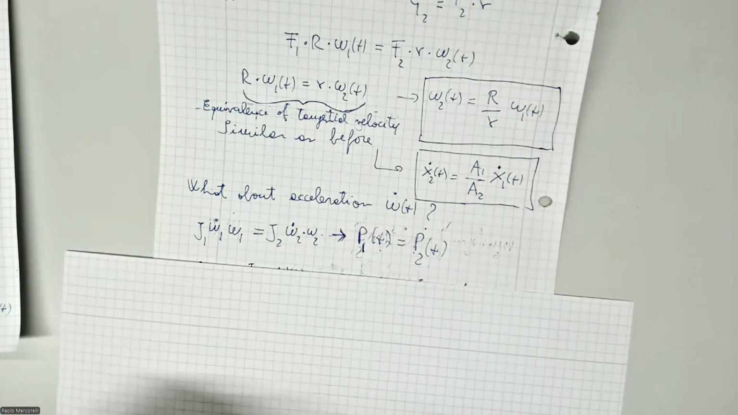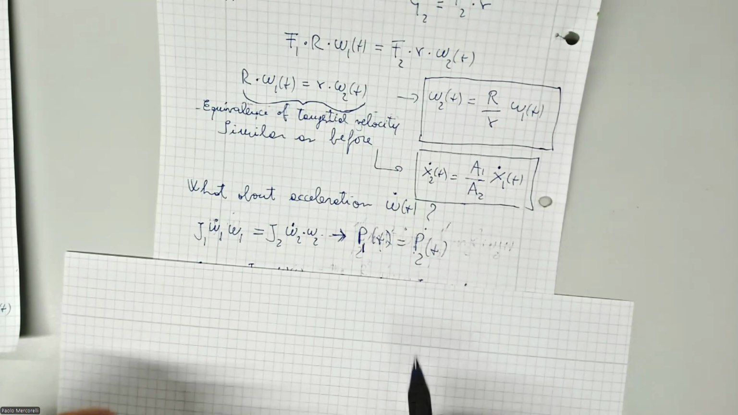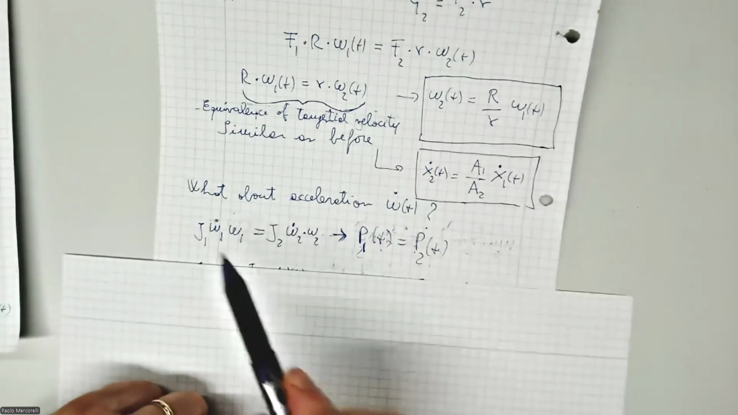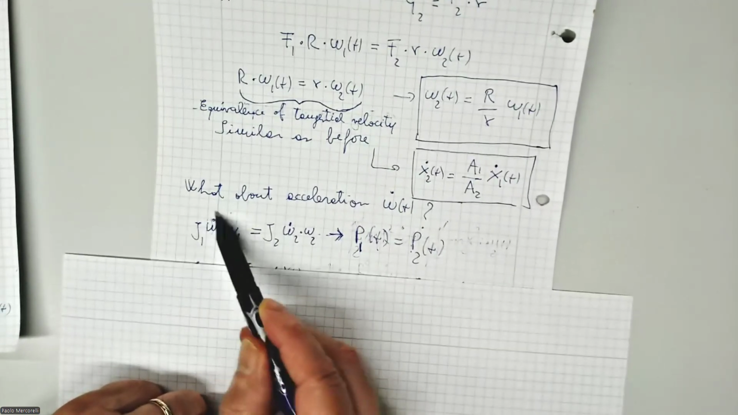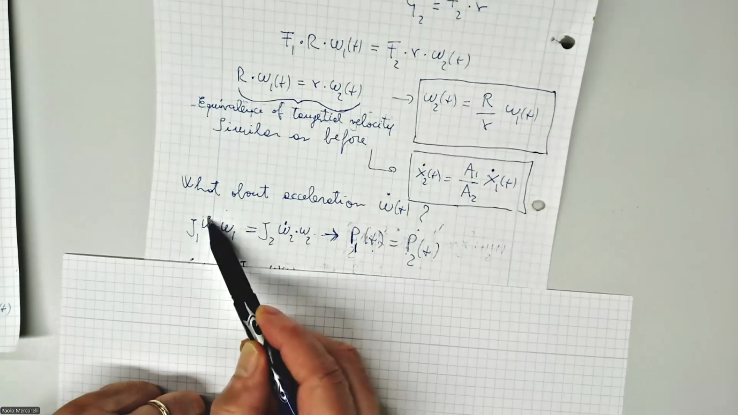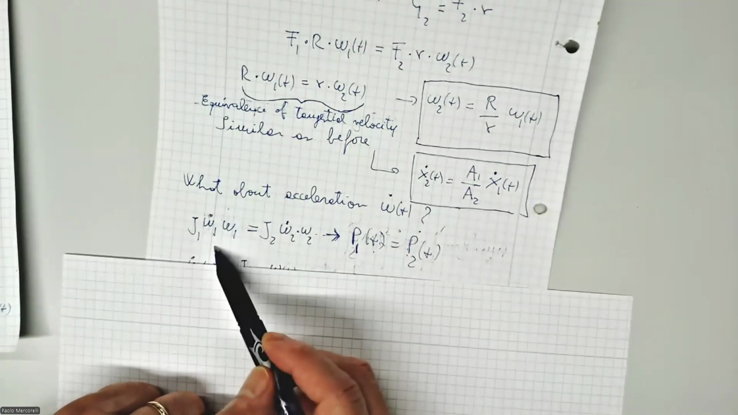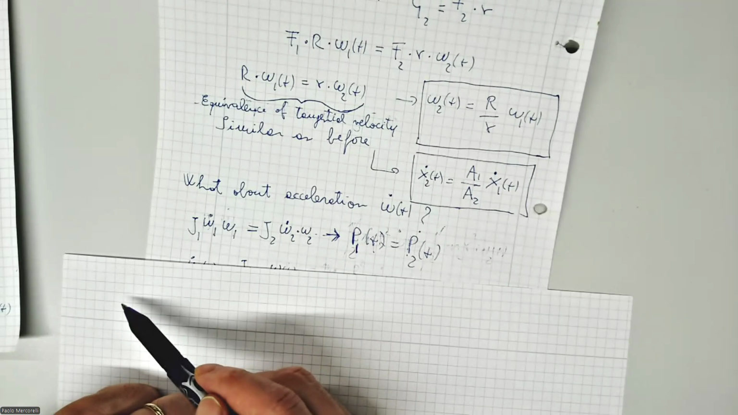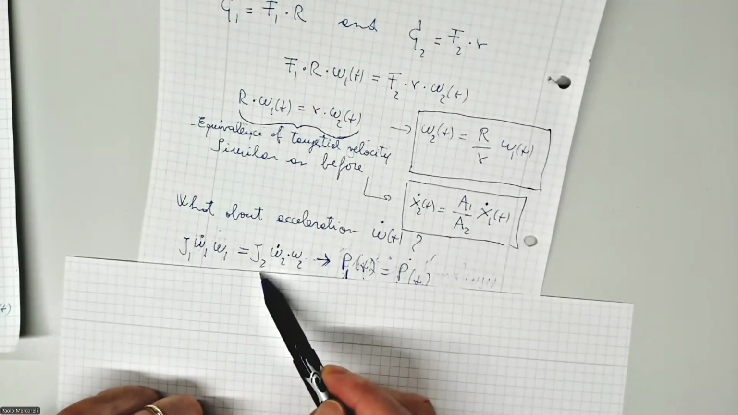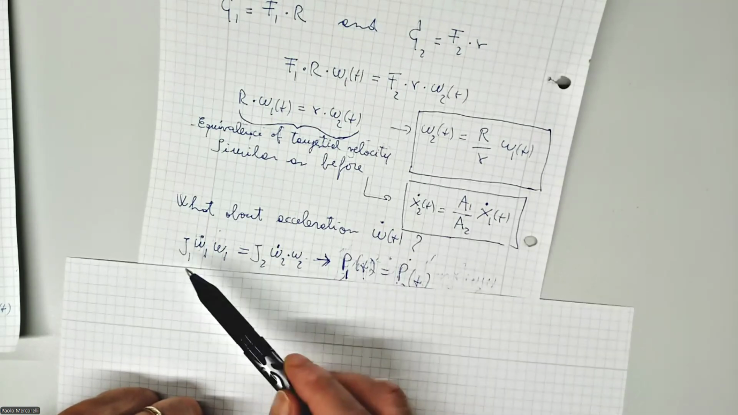If you consider that the power 1 is equal to power 2, you can also see it in the other direction. This means J omega 1 derivative multiplied by omega is the power on wheel number 1, and this is the power on wheel number 2. Do you remember we did it similarly before?